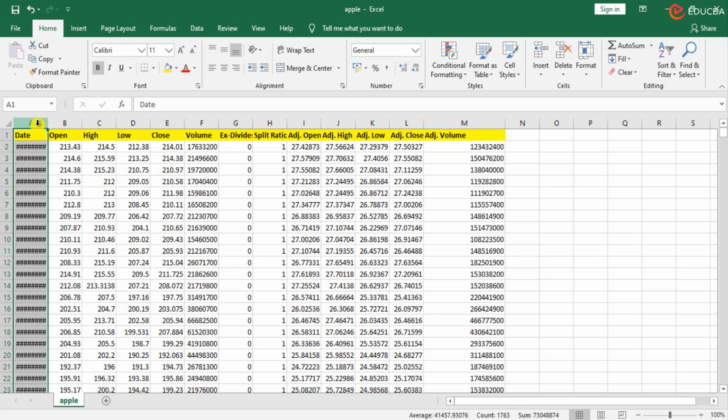So the first is the date column. Date is the date on which the trading took place. The second is the open column. Now open column means the opening price of the stock. For example, New York Stock Exchange opens at 9:30 a.m. in the morning. So the opening of an exchange on a trading day is the opening price for that particular share.